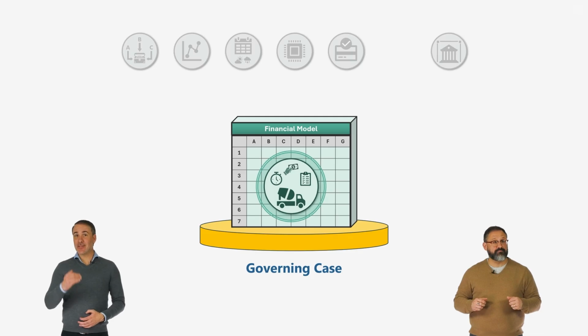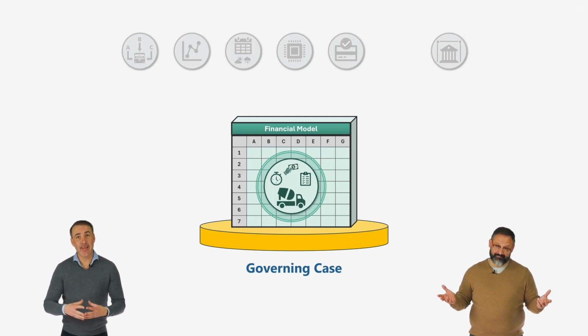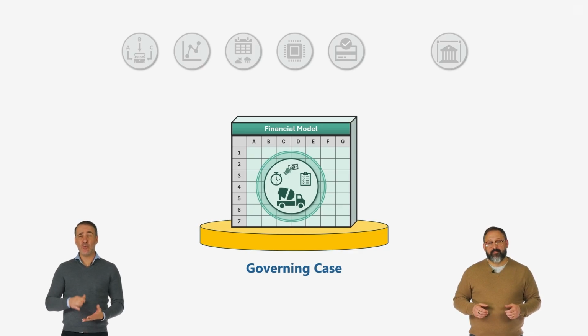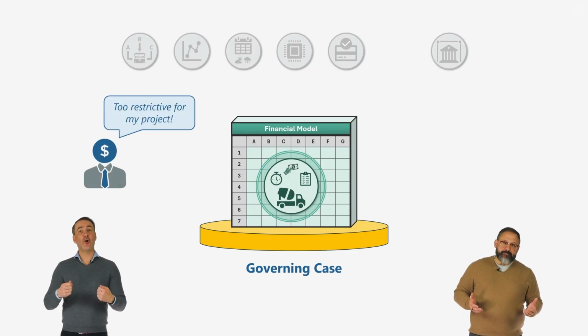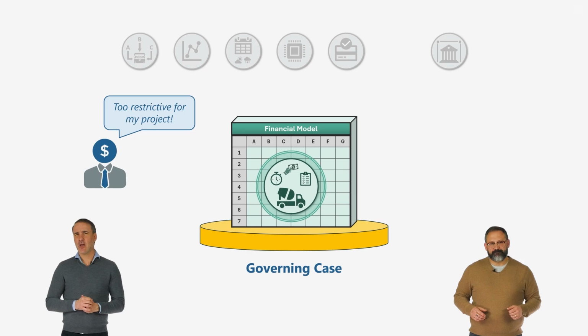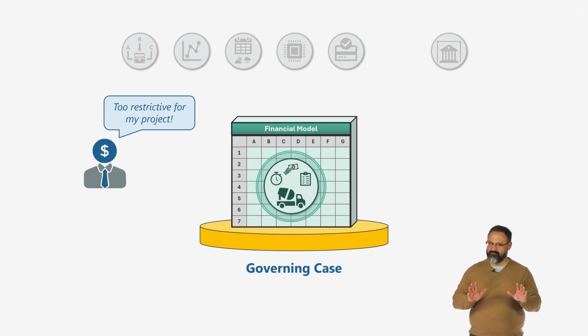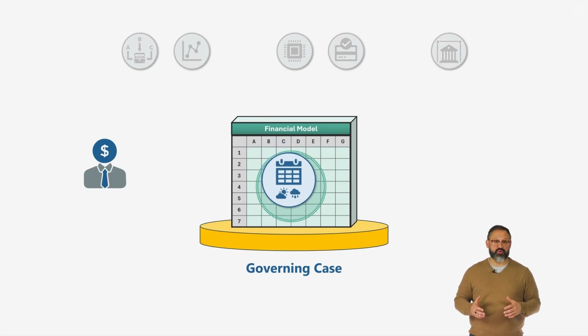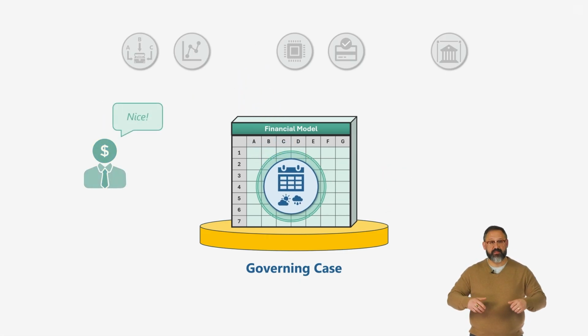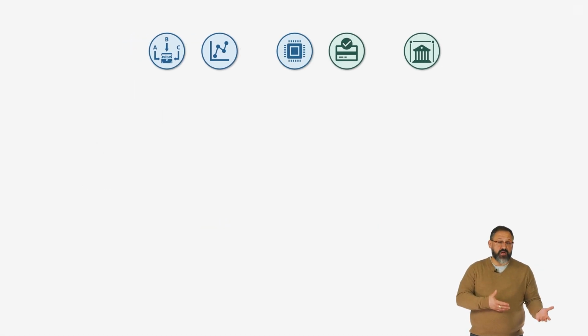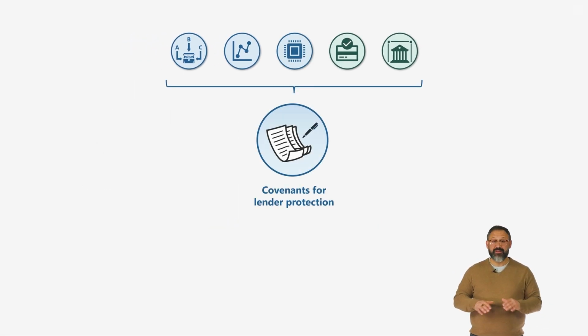I understand that's the safest route for the lenders, but equity could make a case about that constraint being way too restrictive in the context of their project. I imagine that could be negotiated, right? Indeed. If the negotiation is successful, one of the looser constraints will be agreed to be the governing case, and the other ones may be used as covenants for lender protection, or simply fall away if they prove redundant.